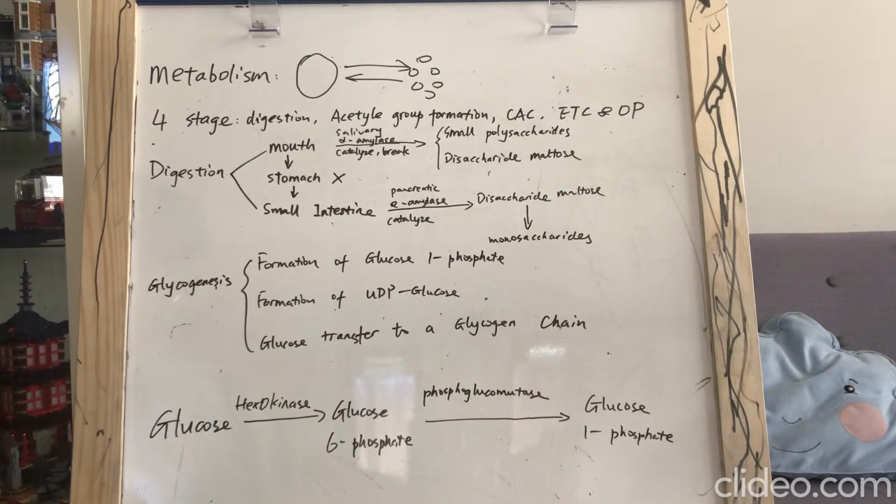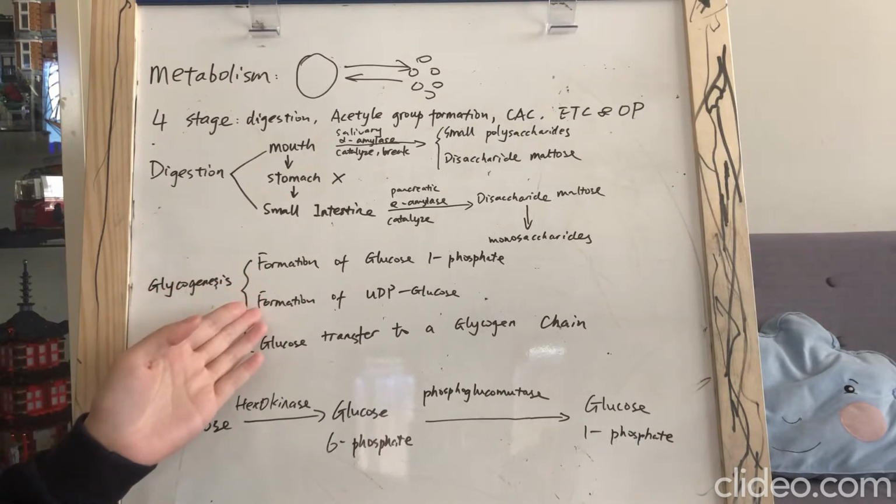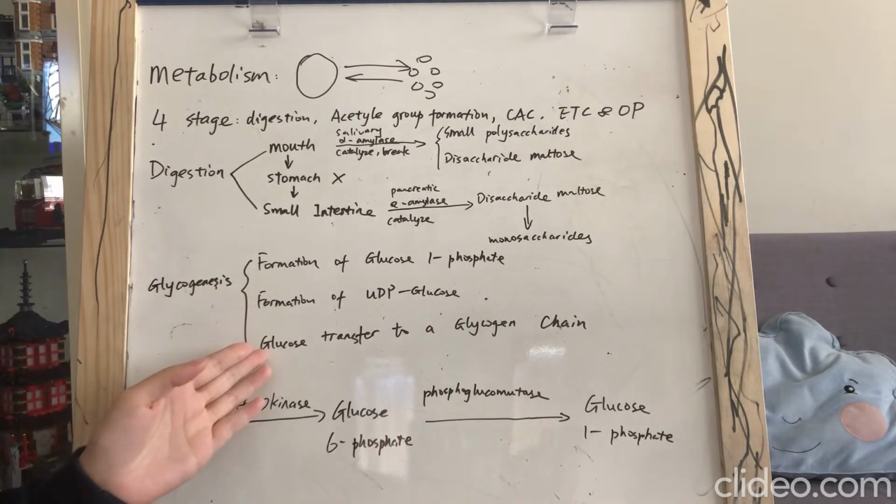Glycogen is the large polymer of glucose that stores glucose in muscles and liver. Glycogen is the source of glucose for glycolysis and to maintain body glucose level. Glycogenesis is the metabolic pathway of glycogen synthesis from glucose. And there are 3 steps: formation of glucose 1-phosphate, formation of UDP glucose, and glucose transfer to a glycogen chain.